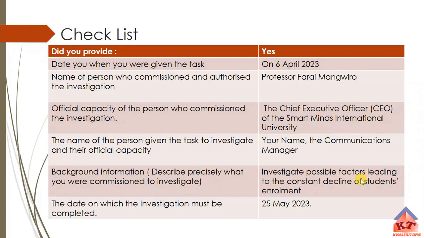Investigate possible factors leading to the current decline of students' enrollment. So this is me describing precisely what I'm going to investigate. You also have to specify the date on which the investigation must be completed. We were given this information. The deadline is the 25th of May. When you are armed with all this, it becomes very easy to write your terms of reference. On the next slide, I am going to provide you with an example answer.